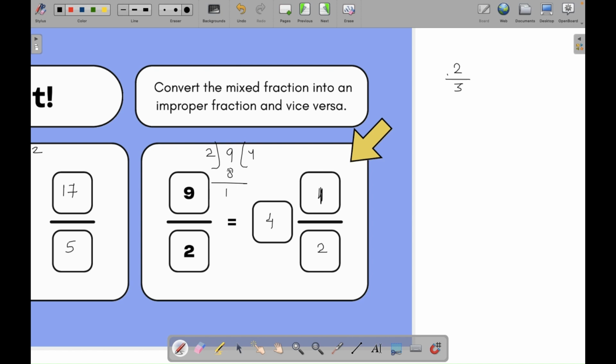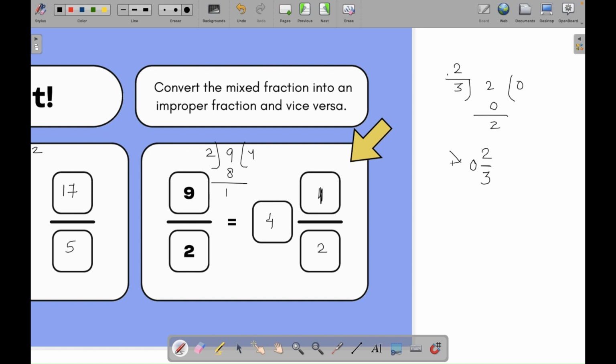Now we know that to convert an improper fraction to a mixed fraction, we need to divide. If you divide this 2 by 3, we'll get 3 zeros are 0 and then 2 as the remainder. So if I have to write this in terms of a mixed fraction, it will be 0. What is the remainder? The remainder is 2 and then 3 will be the denominator as it is.